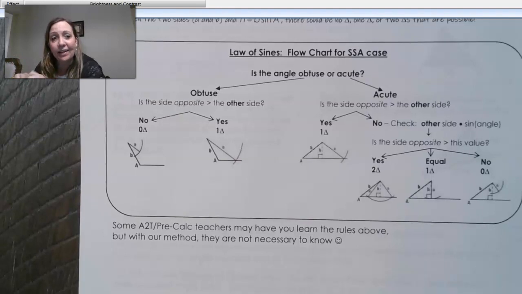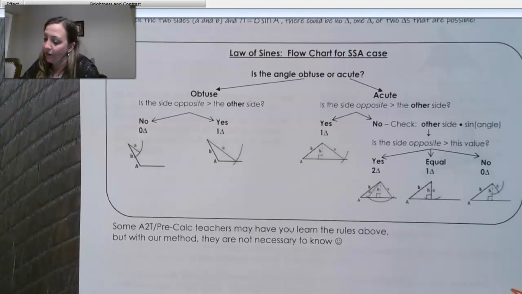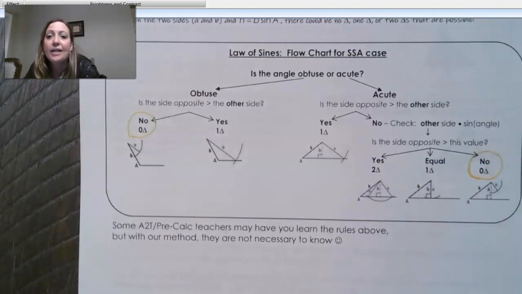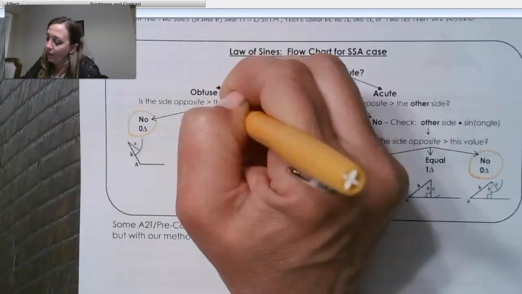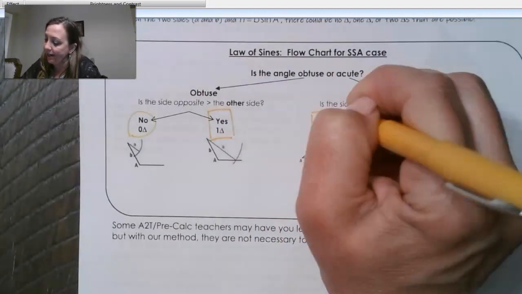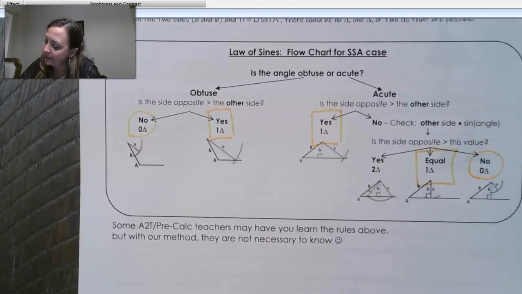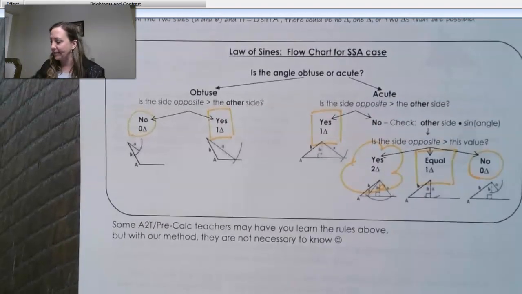And we'll talk about that in our next lesson, that sometimes we're going to have cases where there are no triangles. Sometimes there are going to be cases like we had today where there is one triangle. And then sometimes there are cases where there are two triangles, but we'll leave that for another lesson.